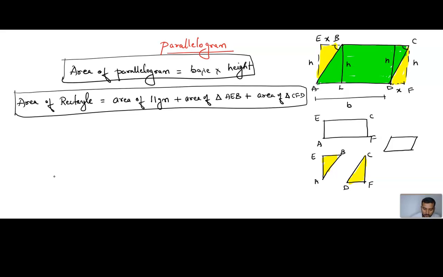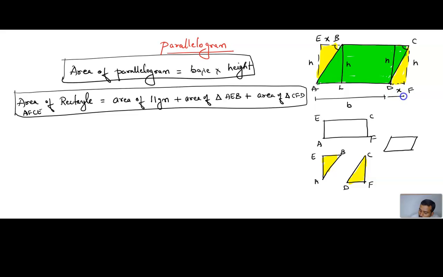So what is the area of the rectangle? AFCE is the rectangle, no? I'll write it. AFCE, this complete figure is the rectangle region. What is the area of rectangle formula? Length into breadth. So what is the length value here? Can you see, the length is total. From here to here is B, from here to here is X.